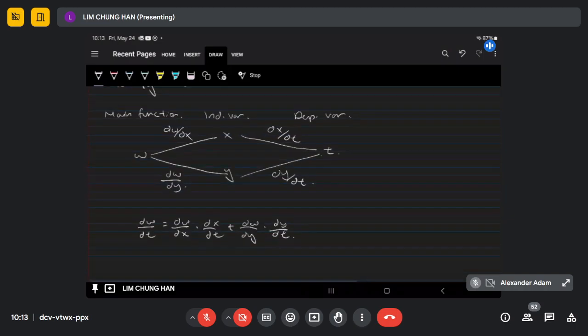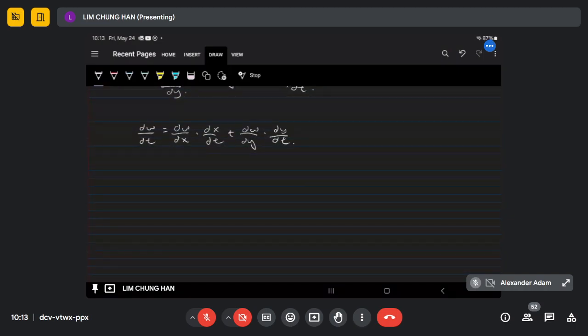So let's do one question together. Let's say I have w is equal to x squared y minus xy cubed. Yeah, x squared y minus xy cubed.